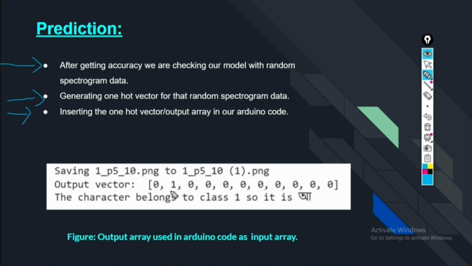For example, we inserted here the spectrogram of Shore A, and the value of the index number 1 over here is 1. So it is successfully detecting Shore A, as Shore A belongs to class 1. So the value of index 1 over here is only 1 and all the other values are 0.